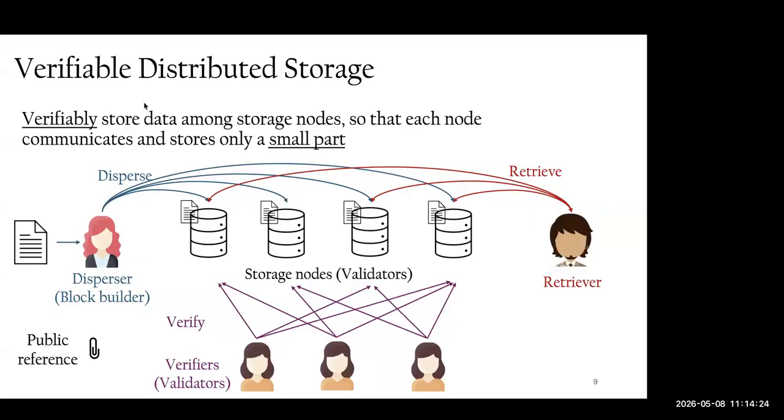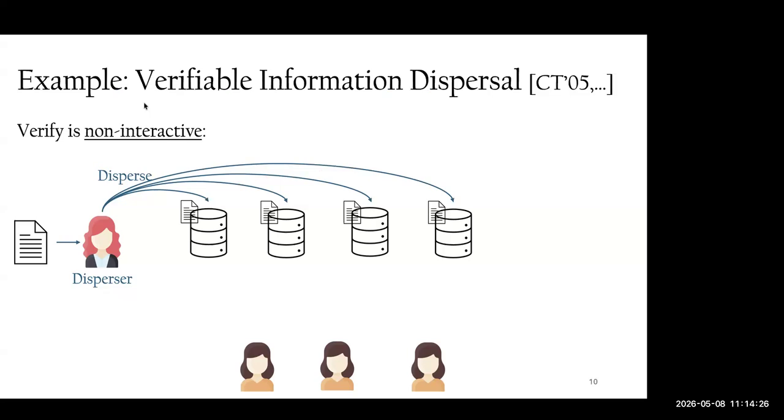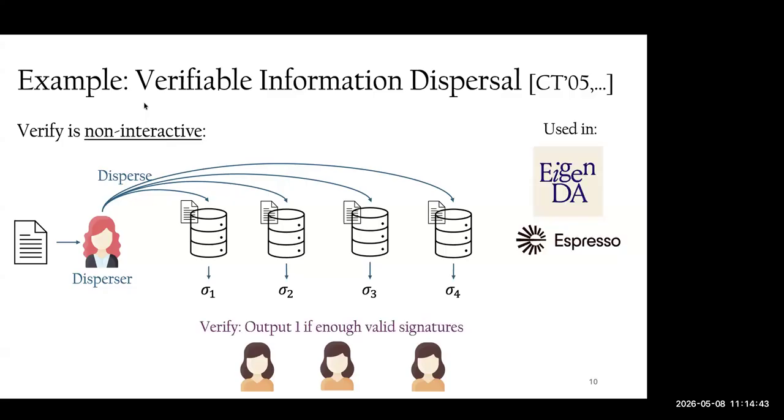Okay. Just to give you some concrete examples of verifiable distributed storage, one example is something called verifiable information dispersal. This is called VID or AVID or ACID if you are familiar with these terms. This was formally introduced by Cachin and Tessaro in 2005, and this has actually also been implemented in EigenDA and Espresso. And here the key distinguishing feature is that verification is non-interactive.